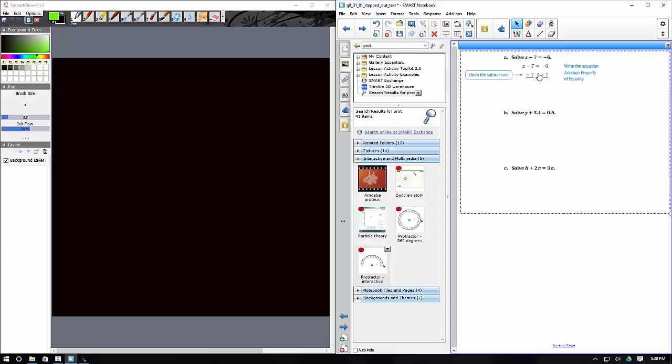So I'm going to write the equation. I'm going to undo the subtraction by adding. And this is, again, the addition property of equality. So I'm adding 7 to both sides. X equals 1. So once I know X equals 1, I can plug that in here.